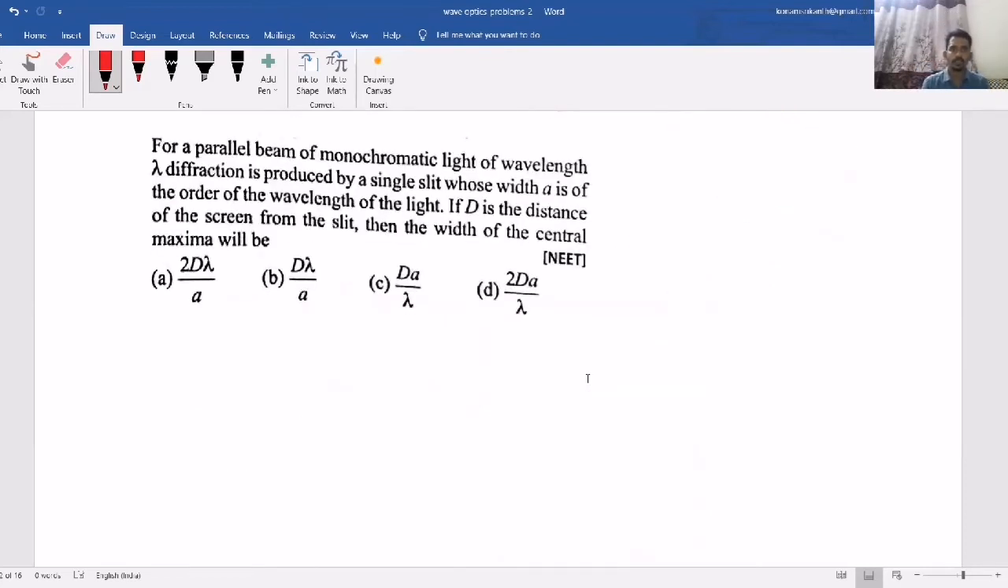Now after this, one more question. For a parallel beam of monochromatic light of wavelength lambda, diffraction is produced by a single slit whose width A is of the order of the wavelength of the light. If D is the distance of the screen from the slit, then the width of the central maximum will be. So it's a direct question, so I think no need to do it. The width of the central maxima is 2 lambda D by A. So see, it is a previous NEET question and they have given the direct formula also. Sometimes they may give the same kind of question but with numerical values. Then take the same formula and substitute the values and calculate it.